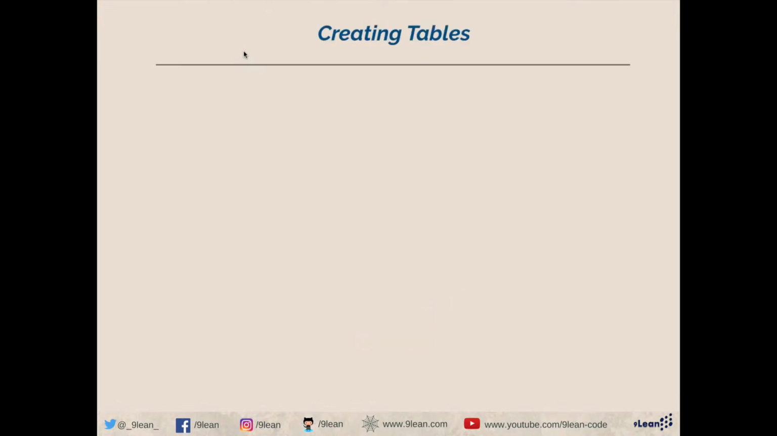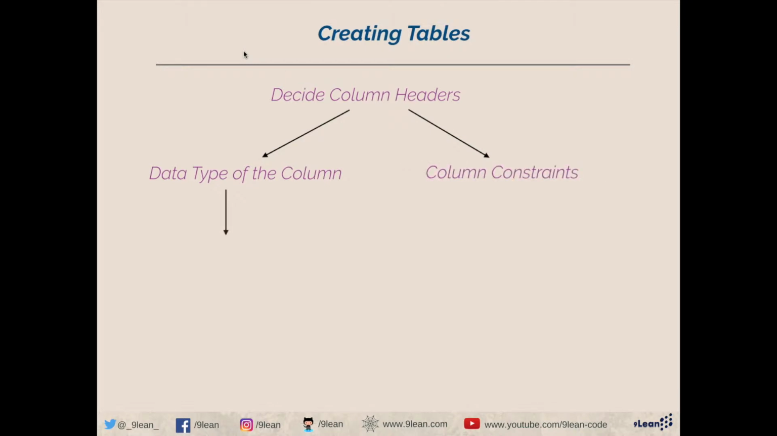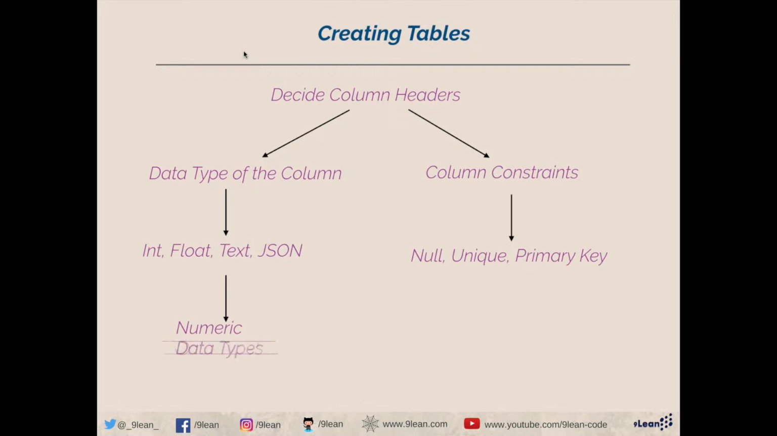Before creating a table, we need to decide upon the column headers, the structure, and this is where the data type comes into the picture, because each column header will have a data type. Once we have the data type, we create column constraints. Some of the data types could be int, float, text, JSON, just to name a few. And column constraints can be null, unique, primary key, again just to name a few. So this video is all about numeric data types, where we see what the numeric data types are and how we can use them properly.